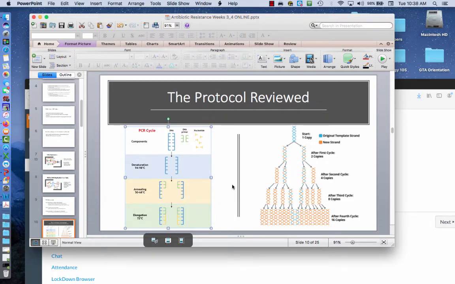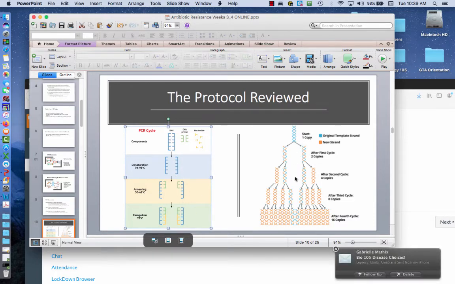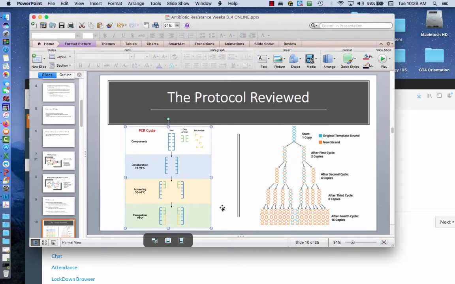After you do this many, many cycles, about 30 or so cycles, you will end up with millions of copies of the transferase gene if the transferase gene was present. Now, this reaction should be happening in the transformed strain, but it won't be happening in the wild type strain because there will be no transferase gene for our primers to anneal to.